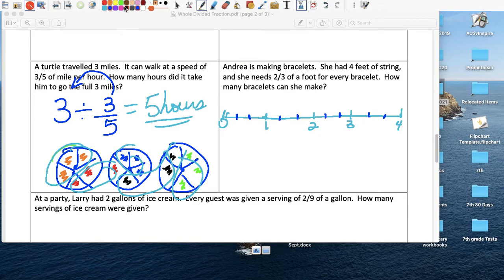So she needs 2/3 to make a bracelet. No? So 1, 2 can make a bracelet. 1, 2, she can make a bracelet. 1, 2, she can make a bracelet. And so on, with 2 pieces for each bracelet. How many bracelets can she make? 1, 2, 3, 4, 5, 6.